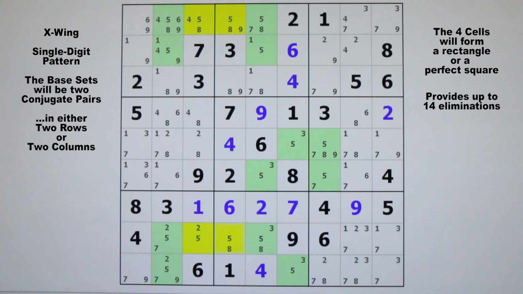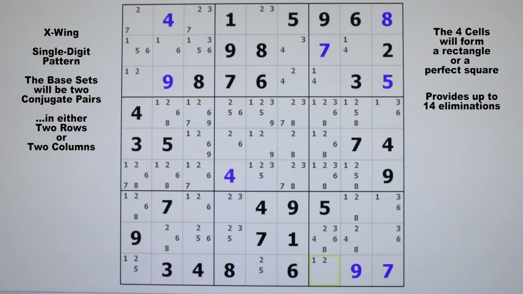Now don't forget the base sets are in the columns this time. And now I'm going to color the cells where the eliminations are possible. Because the base sets are in the columns, the eliminations are in the rows. So they're going to be here, here, here, and here. That's where the candidate 5s in the rows containing those yellow cells lie. So we can eliminate that 5, and that 5, and that 5, and that 5. Okay? All right, let's go to the next one.